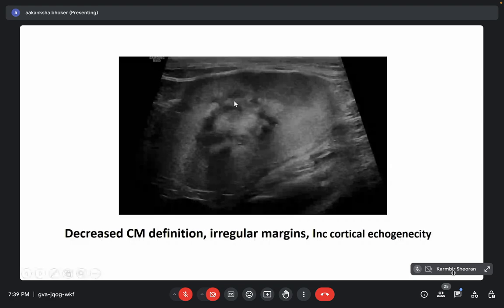Okay, so in chronic kidney disease, CKD, the corticomedullary differentiation will reduce, and the size of the kidney will start to gradually shrink, and margins will become irregular. There will be increased cortical echogenicity because the portions of the nephron lying within the cortex get affected, because of which this increased cortical echogenicity is generally associated with glomerulonephritis or tubulonephritis.